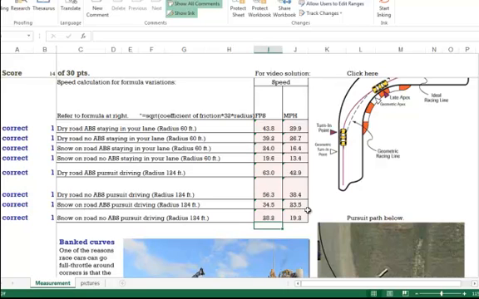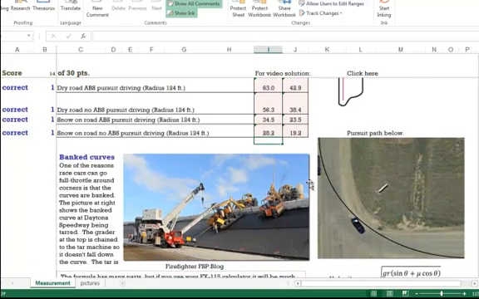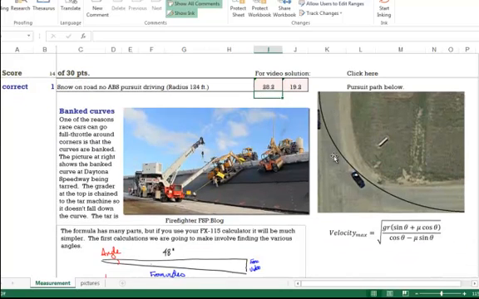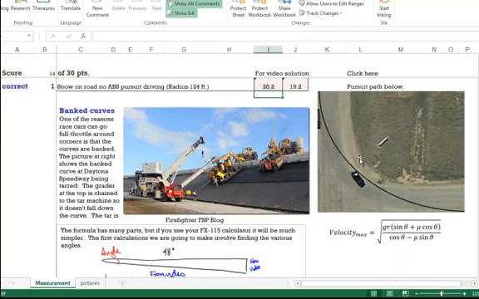Well, that's not necessarily exactly correct, because the road is not perfectly level. One of the reasons race cars can go full throttle around corners is that the curves are banked. The picture at the right shows the banked curve at Daytona. The grader at the top is chained to the tar machine so that it doesn't fall down the curve.